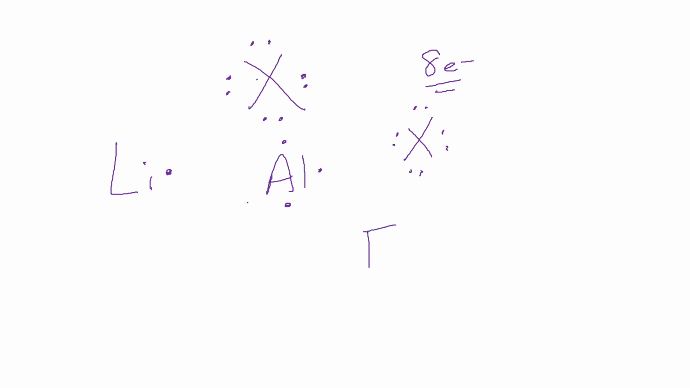Something like fluorine is just group 7, has 7 valence electrons. So maybe it looks like this. We got carbon, which is group 4. It's got 4 valence electrons.